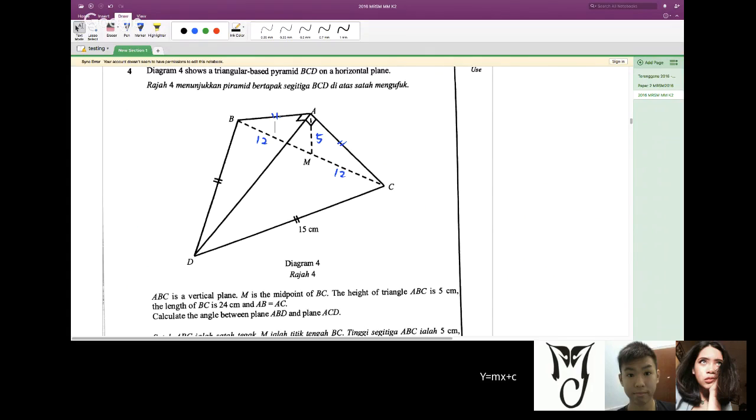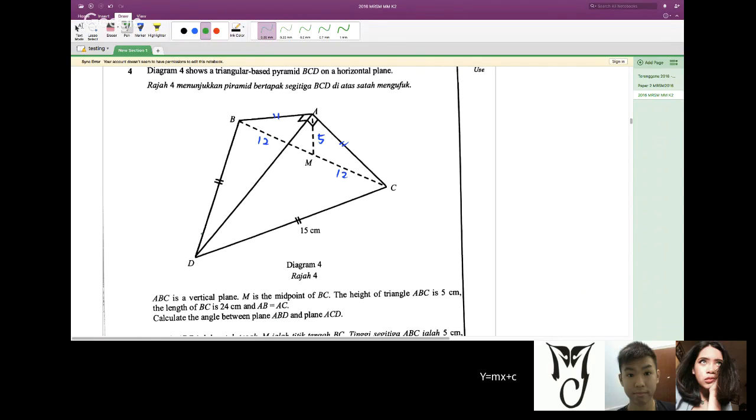So what I will do over here is I need to calculate the angle between the plane ABD and ACD. That means ABD should be this plane, and ACD, which is AC and D, should be this plane. That means I need to find the angle between these two planes. Now it's very hard for me to tell you where exactly it is, but I'll try my best.